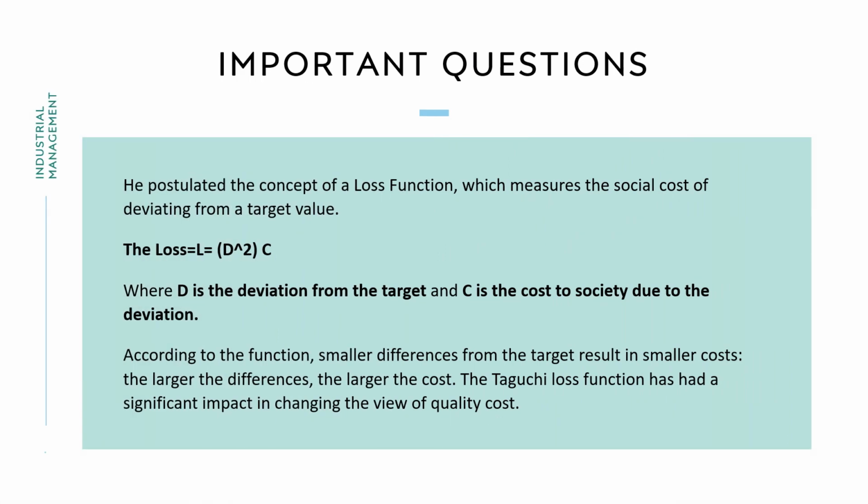He postulated the concept of a loss function, which measures the social cost of deviating from a target value. The loss equals L = D²C, where D is the deviation from the target and C is the cost to society due to the deviation. According to the function, smaller differences from the target result in smaller costs. The larger the differences, the larger the cost. The Taguchi loss function has had a significant impact in changing the view of quality cost.